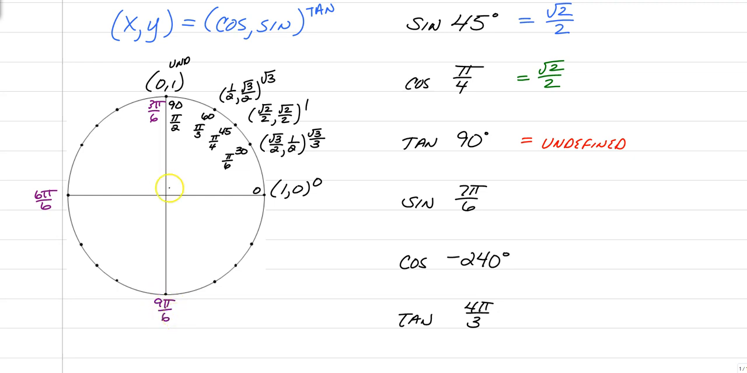So 7 pi over 6 is somewhere just a little bit past 6 pi over 6. And then we would draw our terminal side, and our reference angle is 7 pi over 6 minus 6 pi over 6. Our reference angle was pi over 6. So we are pi over 6 units away.